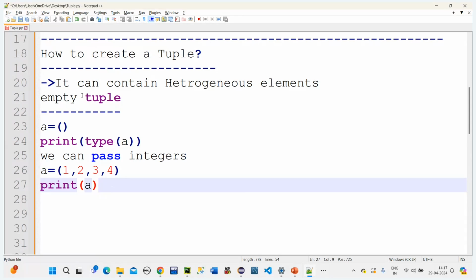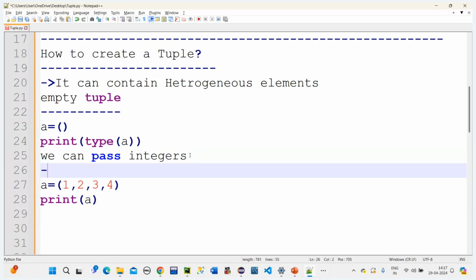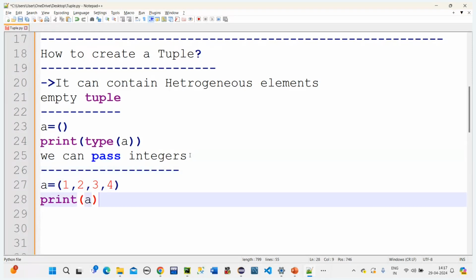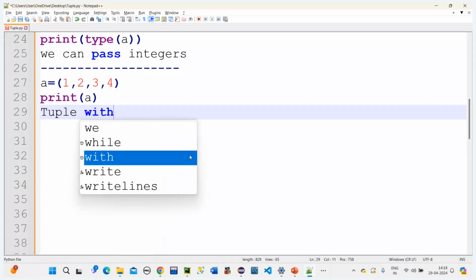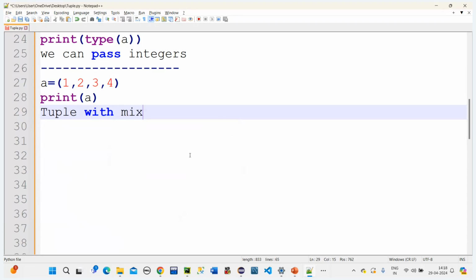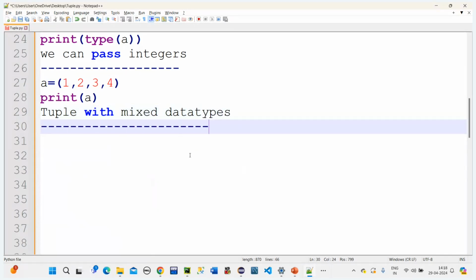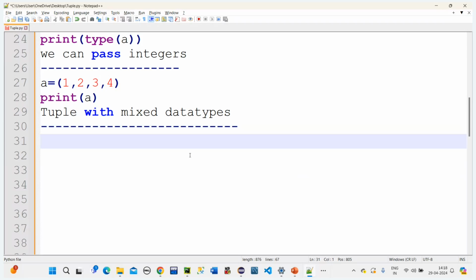Creating an empty tuple is done. With integers is also done. Again now, mixed data type. Tuple with mixed data types. Now how can we do this with mixed data type? Let's see here.